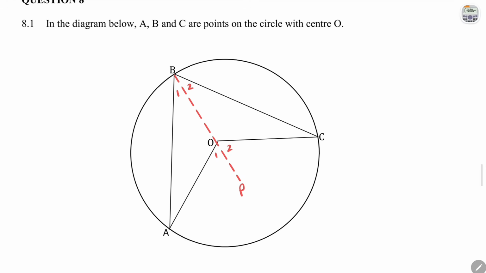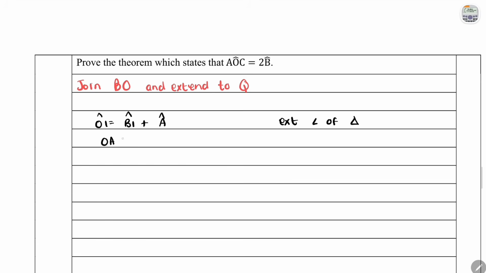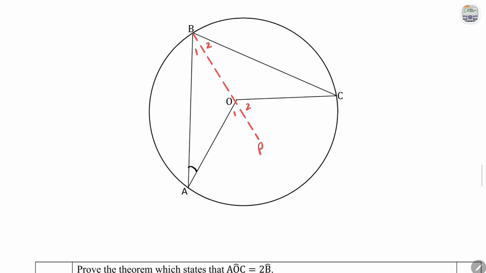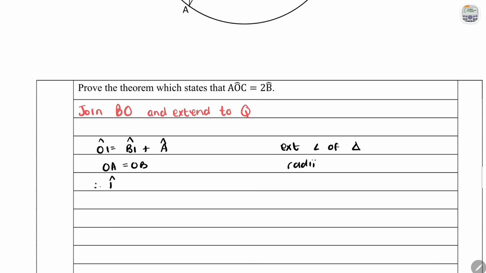Okay, but you also notice that OA is the radius and OB is also a radius. So it means that they are equal in length. And if they're equal in length, then it means that the angles opposite their equal sides are also equal. So tell them that OA equals OB because these are equal radii. But this would now conclude that angle A is actually equal to angle B1. So it means angle B1 is equal to angle A.